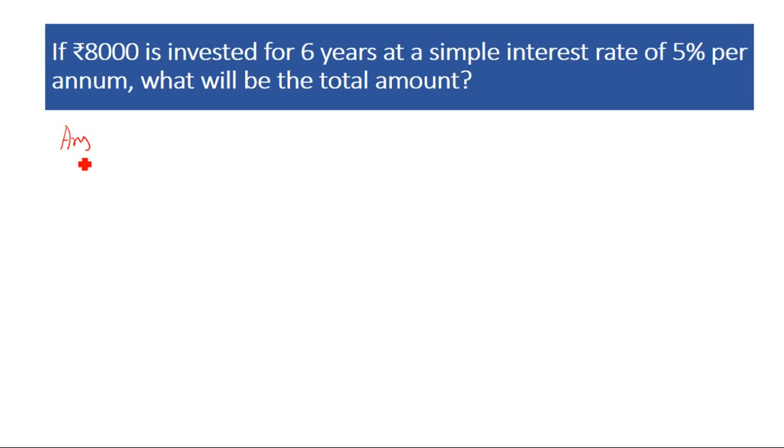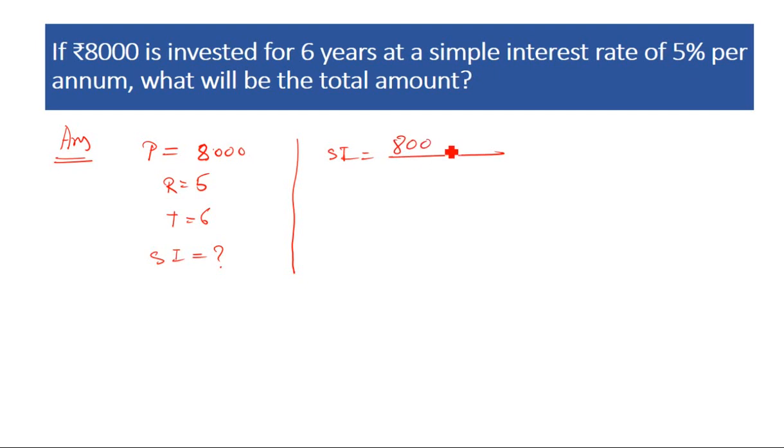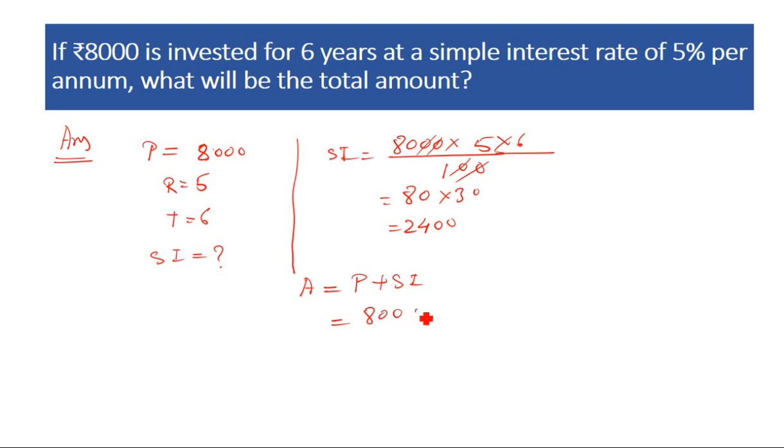If 8000 is invested for 6 years at a simple interest rate of 5% per annum, what will be the total amount? P is equal to 8000, R is equal to 5, T is equal to 6. Simple interest is equal to 8000 into 5 into 6 by 100, is equal to 80 into 30. So simple interest is equal to 2400. Total amount A is equal to P plus SI. 8,000 plus 2,400 is equal to 10,400, which is the correct answer.